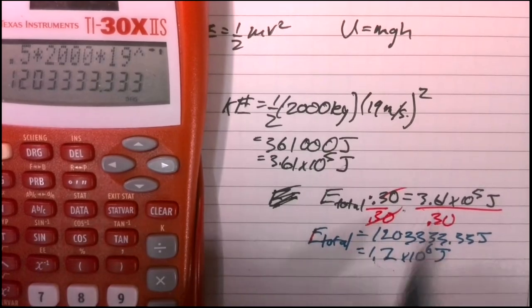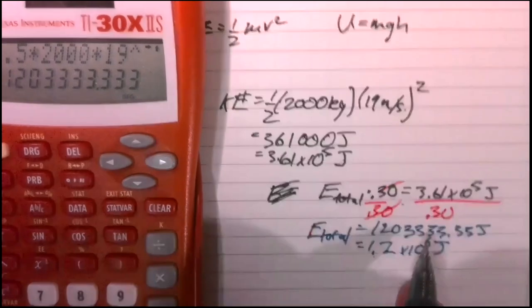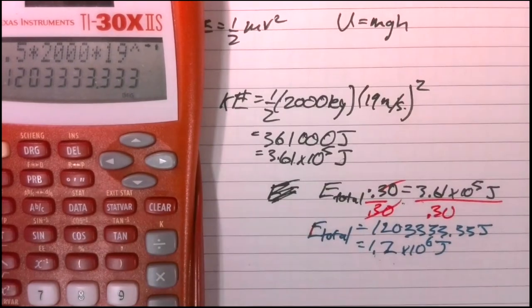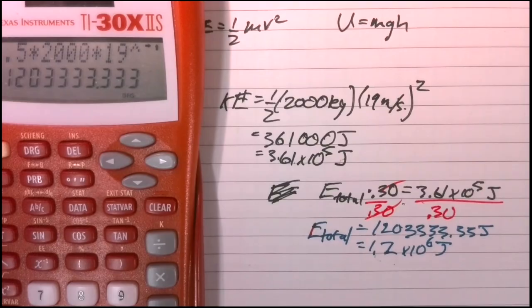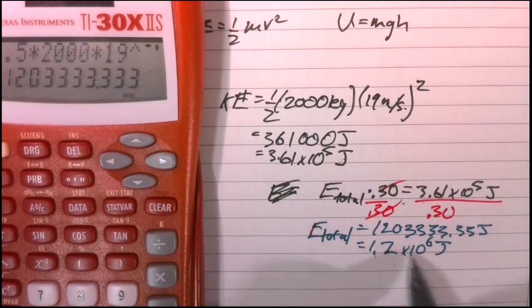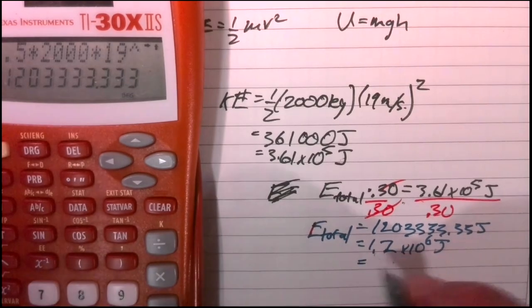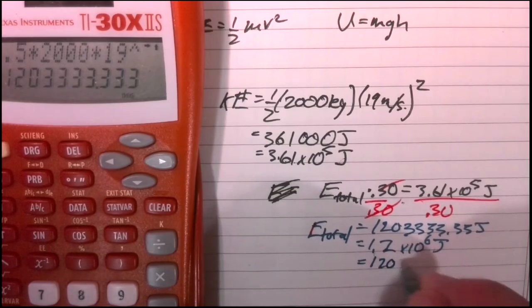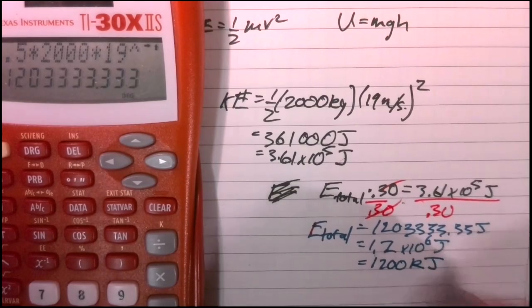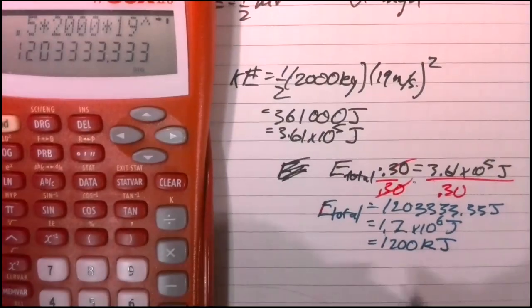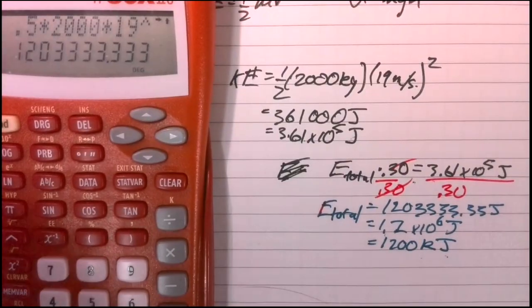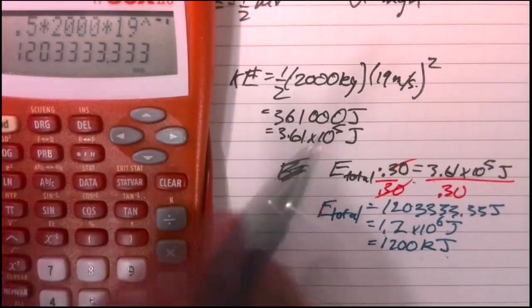So this is a much bigger number. I wrote this as 1.2 times 10 to the 6 joules. I could have also written it as 1,200 kilojoules. That's the same thing. And I think they're probably looking for it in kilojoules, although this number is technically right.